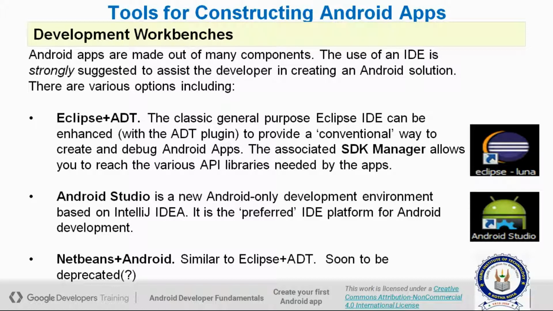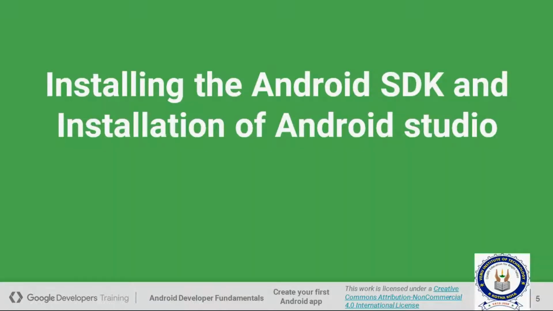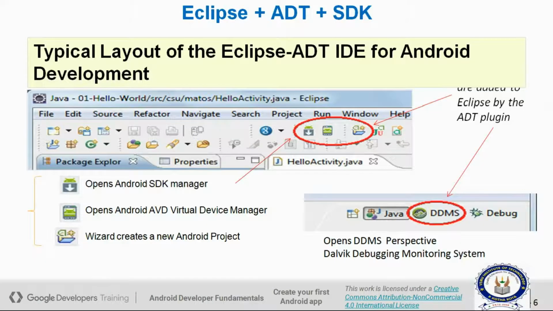Now let's see how to install the Android SDK and install Android Studio. Before that, let's take a look at a typical layout of Eclipse with ADT for Android development.